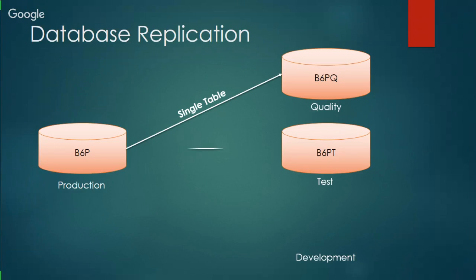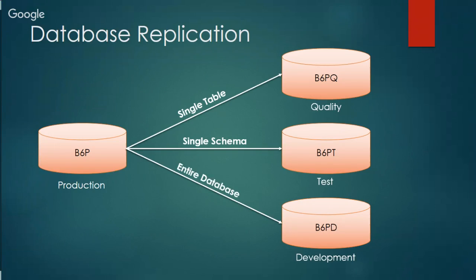The same way, the testing team wants to have a schema. Let's say the Scott schema is there, and we want to make sure whenever there is a transaction issued by the Scott schema on the production, the same transaction or the same query must be executed onto the test database B6PT. Now this is known as schema or single schema replication. And then you also have entire database replication. Whatever is executed onto the production, I want the same thing to be executed onto the development.